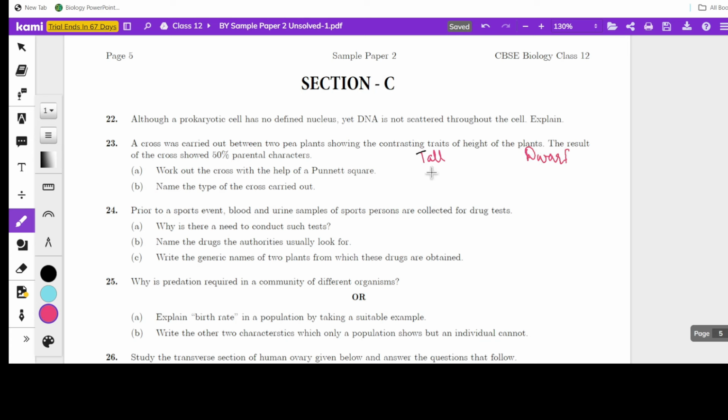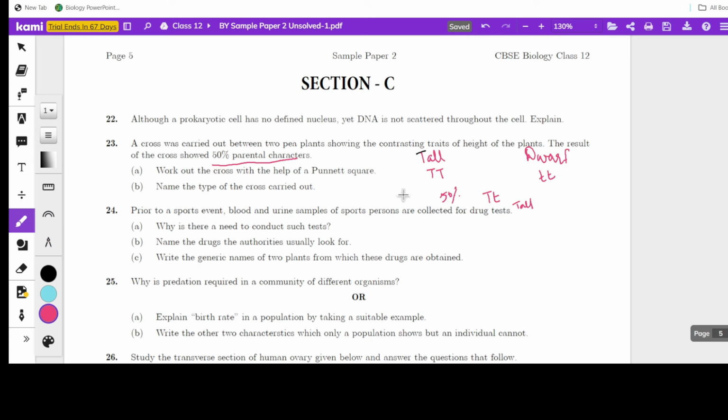These are the contrasting characters of height. Usually, what we take is one homozygous dominant or purebred dominant plant, and the other as purebred recessive. But then the result would be completely 100% tall plants. But here the result of the cross showed 50% of the parental characters. That is, 50% of them are tall and 50% of them are short. So in that case, what should the parents be?